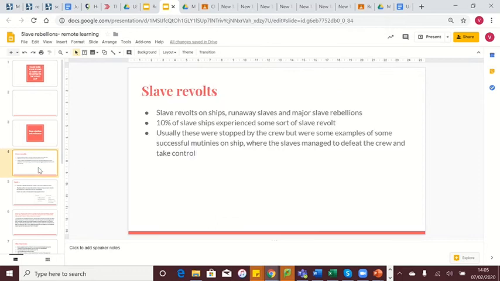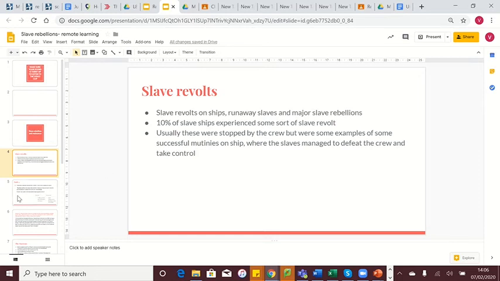So moving on to slave revolts, we've looked at a couple of ways in which the slaves resisted, passive resistance and active resistance. So today we're looking at the ways that they might revolt, particularly on ships. So there were a number of major slave rebellions on ships. About 10% of the slave ships did experience some sort of slave revolt, as you can see here. Usually though, as we've discussed in class, those are normally stopped by the crew because the crew would have guns and the resources to stop this. But there were examples of some successful mutinies on the ships.